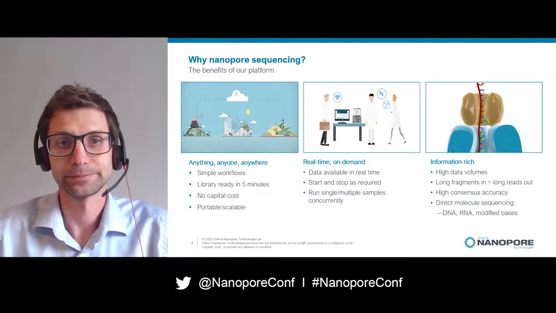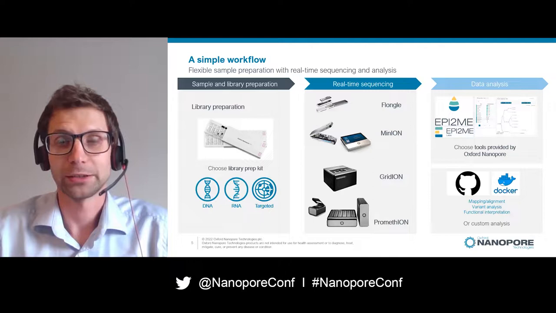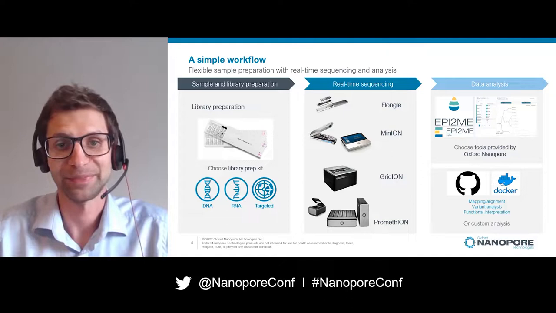To enable this, our workflows are organized into three streamlined steps: the library preparation, real-time sequencing, and analysis. For each of them, we offer a variety of options to ensure that we can cater to the scope and scale of any of your projects. In this masterclass, I'm going to focus on sample preparation and discuss which kit might suit your application best. To learn more about devices or data analysis, again, please refer to the relevant masterclasses.